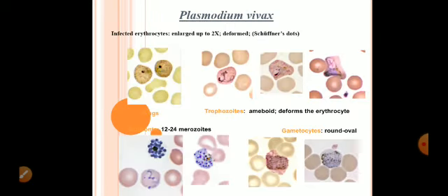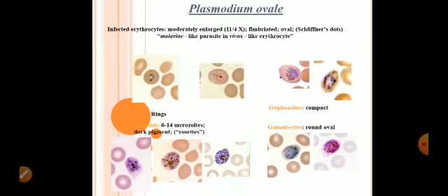Coming to vivax species, in vivax you will see Schüffner's dots, ring form, trophozoites, deformed erythrocyte, amoeboid form, merozoites, 12 to 24 merozoites, schizonts, gametocytes. These are round to oval. These are the various forms of Plasmodium vivax.